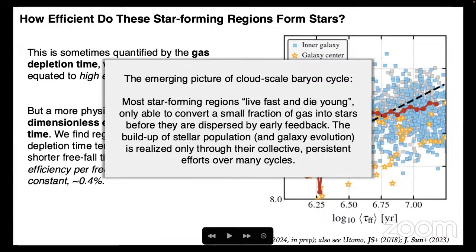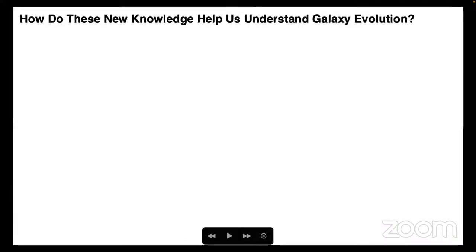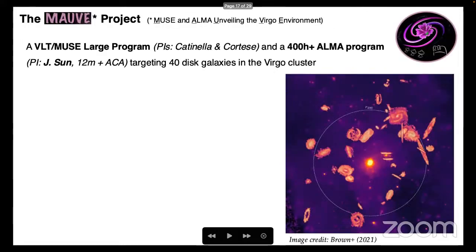So these are the two things that we have learned over the past decades based on amazing observations. The remaining question I want to mention is, how does this knowledge help us understand galaxy evolution? This is the topic I will try to address over the next few years with the MUSE ALMA Virgo collaboration. So this is an acronym that stands for MUSE and ALMA Unveiling the Virgo environment, as suggested by the name. This consists of two large programs, one on VLT MUSE and one on ALMA. We are targeting about 40 disk galaxies in the Virgo cluster.